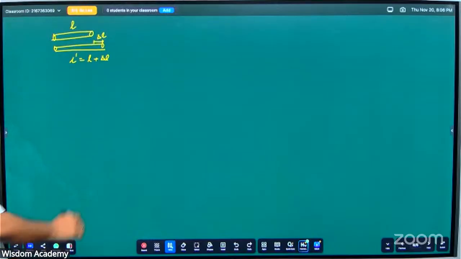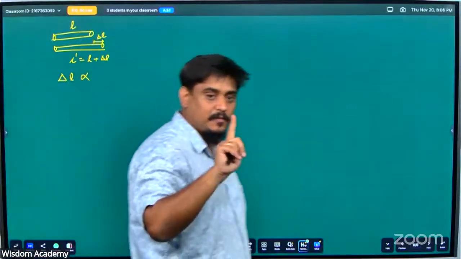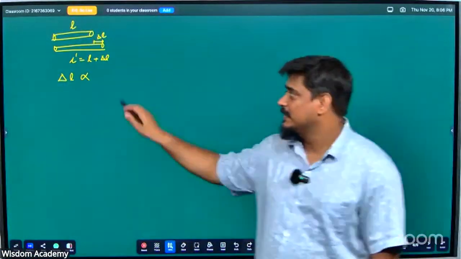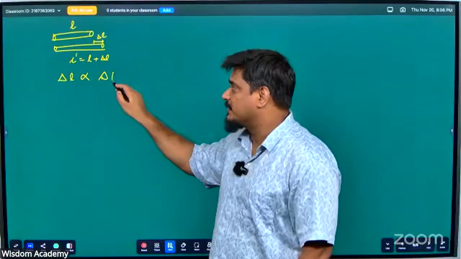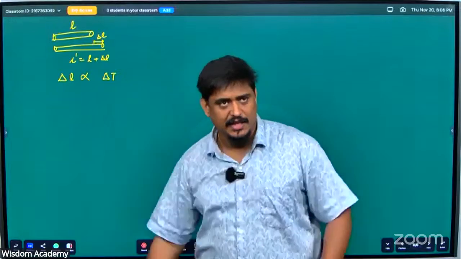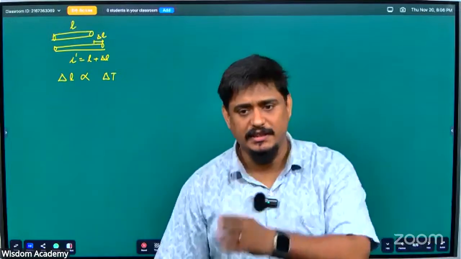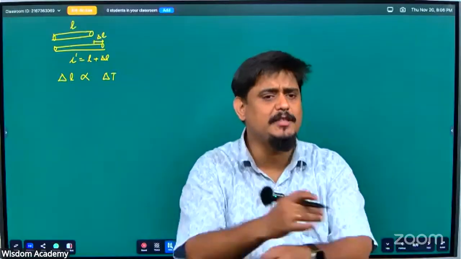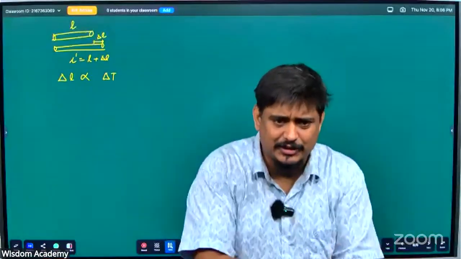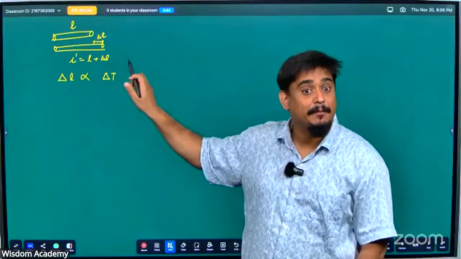So it was found that this change in length delta L depends upon two things. One thing is change in temperature, and that is very common sense. If you change more, it will have more expansion. If 40 degrees is becoming 100 degrees and 40 degrees is becoming 200 degrees, they will have different expansion. More heat means more expansion. Less heat means less expansion. So change in length depends upon change in temperature.